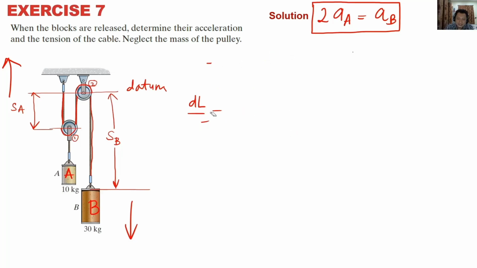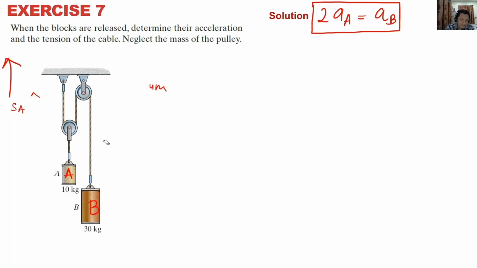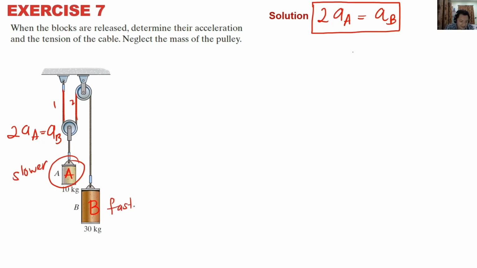So dependent motion is very easy to look at. Even if you don't derive it properly, you can look at this already. Look at here. There are 2 cables, right? 1, 2. So 2 cables. So 2AA equals AB. AA is slower, this one is faster. That's why it has to be 2AA to equal AB. So this 2 in 2AA is bigger, meaning it is slower.